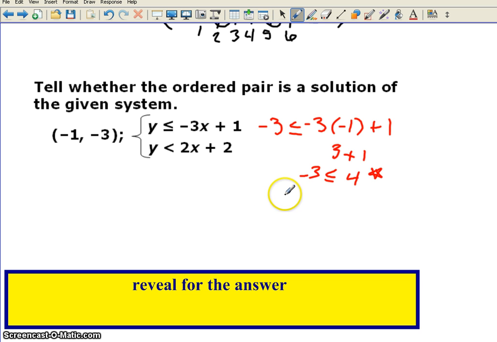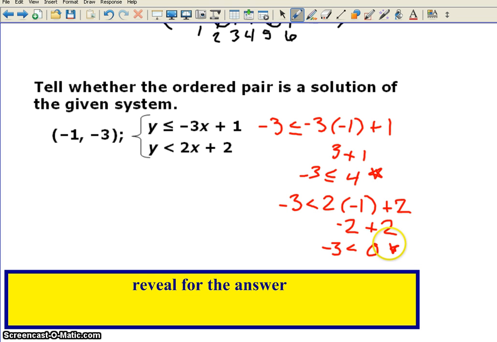Then we would go ahead and plug them into our next inequality. So -3 is supposed to be less than 2 times -1 plus 2. Well, 2 times -1, that's -2 plus 2. That's going to be 0. So is -3 less than 0? It sure is. Since it worked for both inequalities, we would say that yes, that ordered pair is a solution to the system of inequalities.